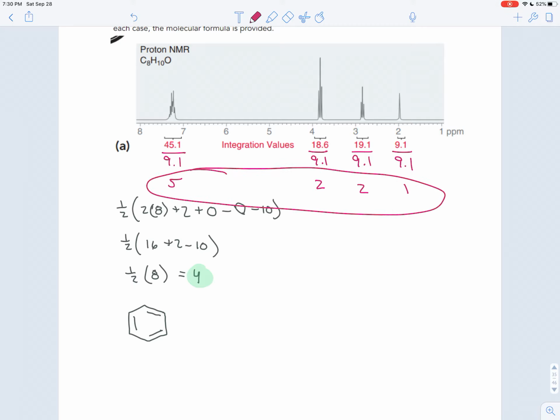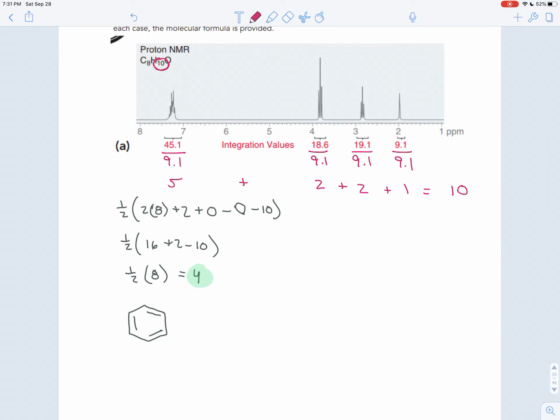Let's just make sure that those are the actual numbers. These are definitely the relative amounts of hydrogens. Let's make sure that they are the exact number of hydrogens by adding them up and comparing the total that we get from that with the total number of hydrogens in the molecule. So 5 plus 2 plus 2 plus 1, that's 10. We have only 10 hydrogens in the molecule, so these are not only the relative numbers of hydrogens in each peak, but the exact numbers. Okay, so this peak, this benzene ring, has 5 hydrogens on it.